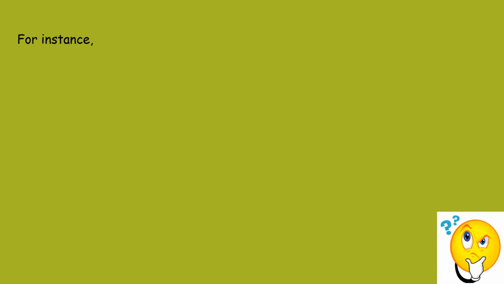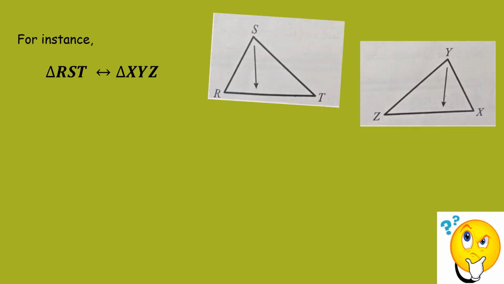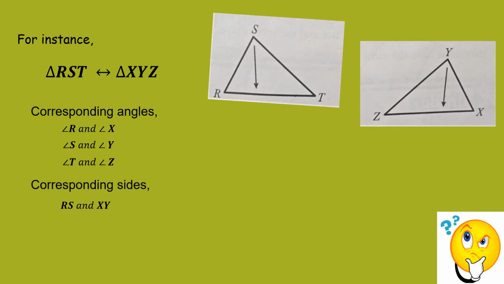For instance, triangle RST corresponds to triangle XYZ. In the figure, we have the corresponding angles: angle R and angle X, angle S and angle Y, angle T and angle Z, while the corresponding sides are RS and XY, ST and YZ, RT and XZ.